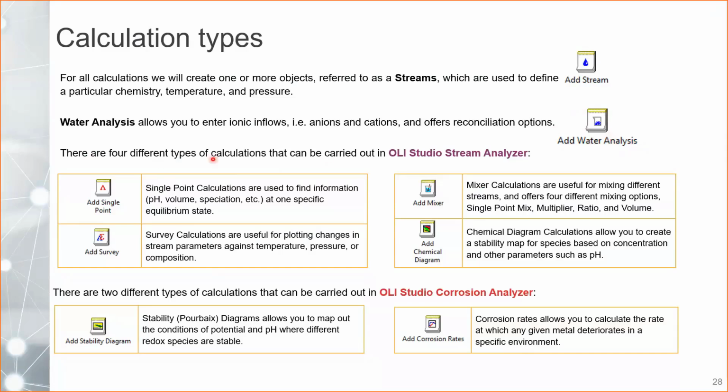For the different types of calculation, in the stream analyzer we have the single point, survey, mixer, and chemical diagram. And for the corrosion analyzer, we have the survey and the corrosion rates. We will touch on the single point and survey options, and then we will go to the stability diagram and corrosion rate.